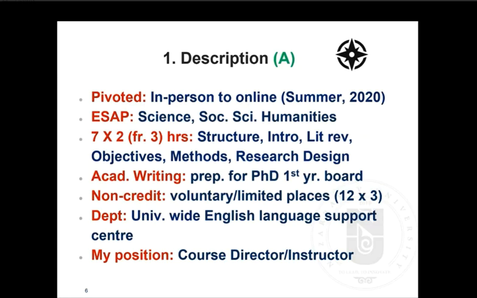And often the nature of the course would involve an introduction and something on literature review, something on objectives and methods and research design. So it was very much a genre-based or sub-genre-based design course, and we'd help them in their writing. It was non-credit. That means students attended this on a voluntary basis. It wasn't mandatory, but there were limited places. So sometimes students were referred by their supervisors saying, this person needs more help in academic writing. Please help them.